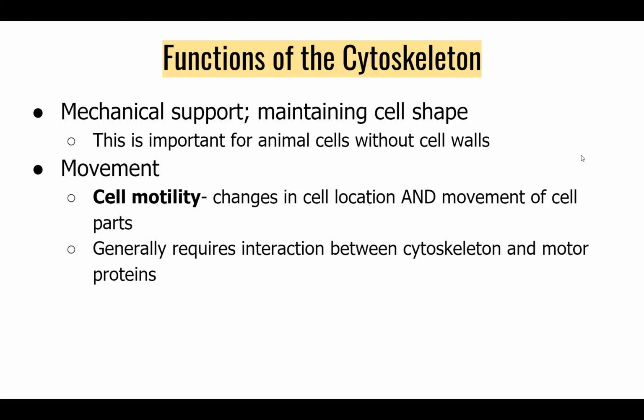This typically requires interaction between the cytoskeleton and motor proteins. So there are motor proteins that are really involved in these processes. We're going to talk about one of them in particular. And all of those work together to get things like cell movement in and out of the cell. We're going to talk about some really cool examples today. I'm kind of excited about it. So, maintaining cell shape and moving cells around. That is what our main functions of the cytoskeleton are. Two big roles.